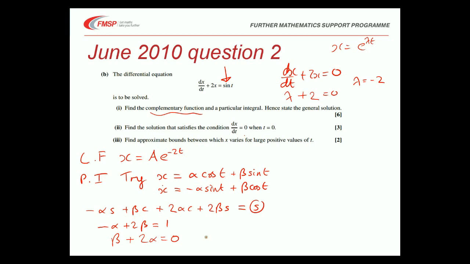Solving this is pretty easy. Beta must be the same as minus 2 alpha. So I can replace beta with minus 2 alpha, which means this one is going to give me minus alpha minus 4 alpha equals 1.